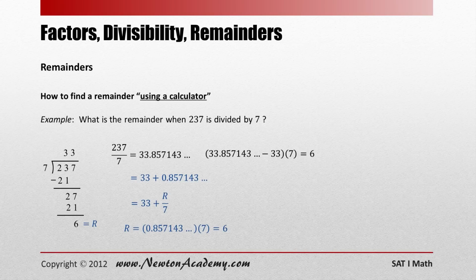Okay, let me summarize. To get the remainder with a calculator, this is what you do. After you divide the number using a calculator, subtract the integer part and multiply that decimal by the number you're dividing by. You get the remainder right away. Now you're ready to solve problems. Let's begin.